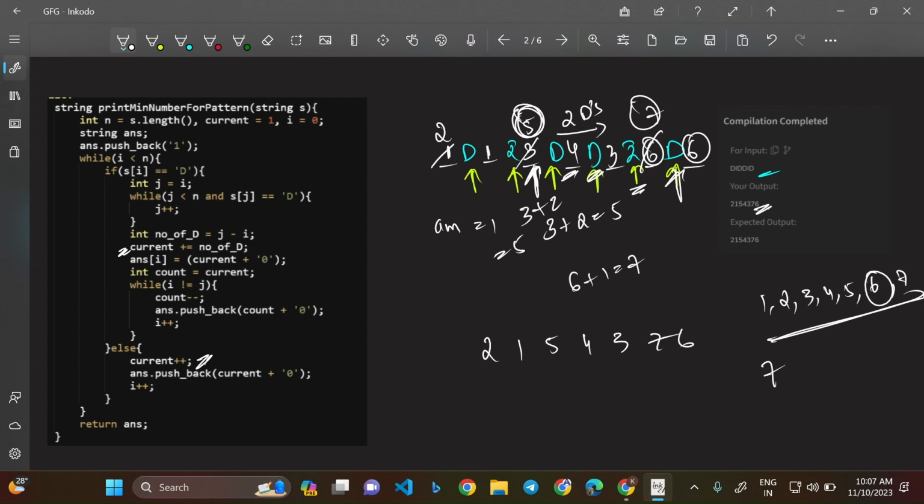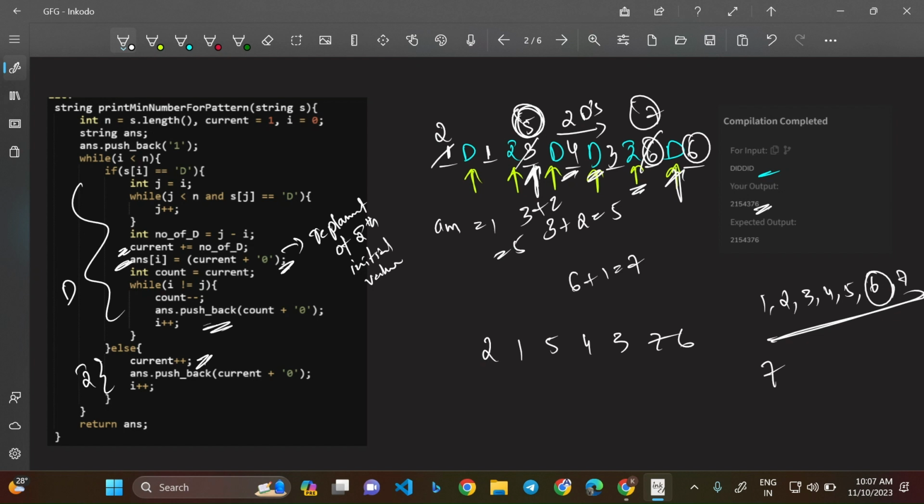I hope you understood this particular code. This is when you find a D, and this is when you find an I. This particular statement is the replacement of the ith initial value. You have thought of putting some value, but you will be replacing it because you have found some D's to the right. That is what we are doing, answer of I.